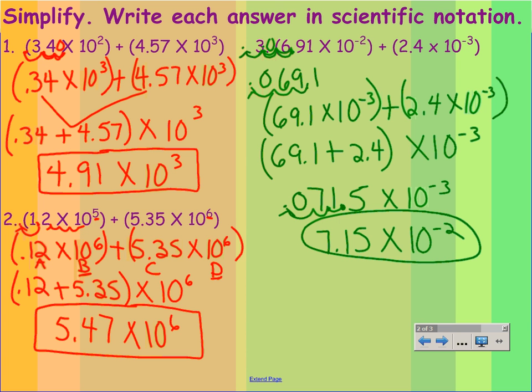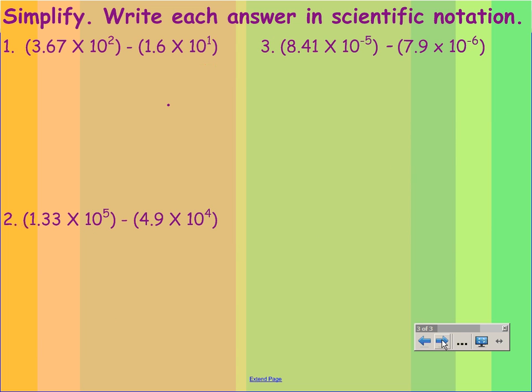The same rules apply when I'm subtracting. So moving on to the next slide, we see 3.67 times 10 to the second minus the quantity 1.6 times 10 to the first. So how are we going to do that? All right. 3.67, the same thing applies. I can change them both to 1, or I can change them both to 2. That's entirely up to you.